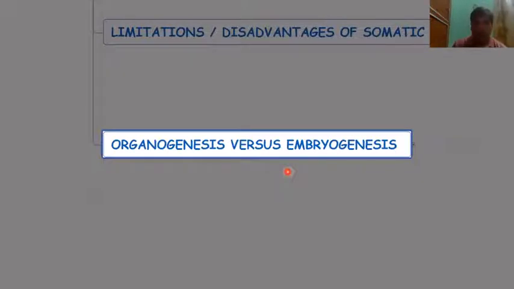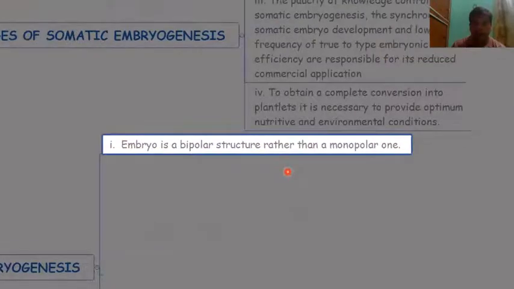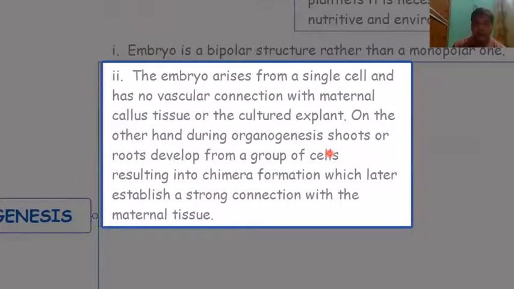Organogenesis versus embryogenesis. This is the last topic we can discuss here. Though it is a topic you will see as important only for routine examinations, here you can have some discussion also. Embryos, as I said, are bipolar structures rather than monopolar ones, which is usually the characteristic of a bud that comes out from a callus. Embryos arise from a single cell, as I have mentioned previously.